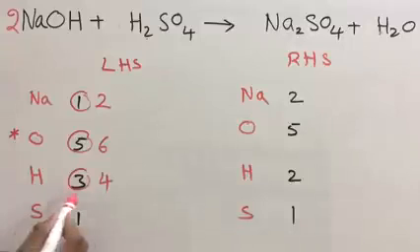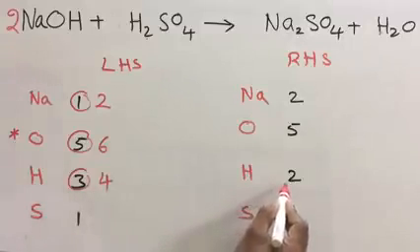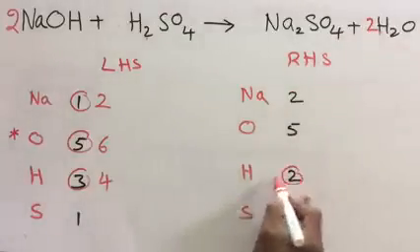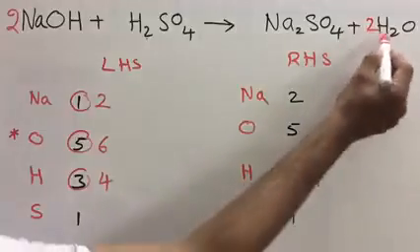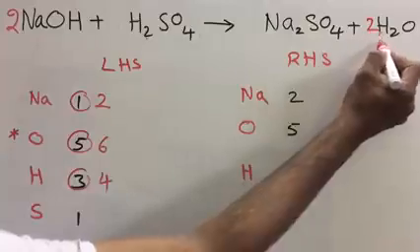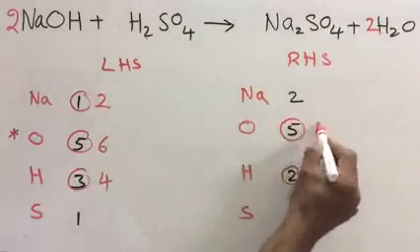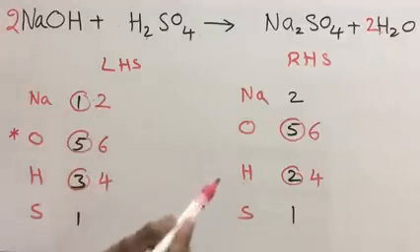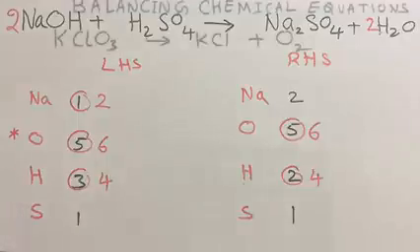Now check for hydrogen. Here we have 4 hydrogen, here we have 2 hydrogen. So we should get 2 more hydrogen. So if you write 2 here, then the number of hydrogen will become 4. 2 and 2, 2 2s are 4. But the number of oxygen will also change. So here 2 oxygen and here 4 oxygen. That means 6 oxygen. Now you can check 2, 6, 4, 1. 2, 6, 4, 1. Thus the equation is balanced.